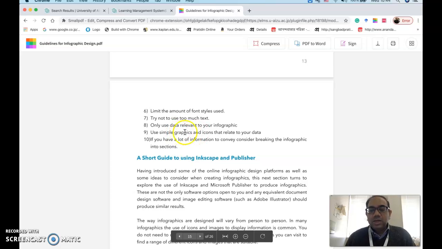Use only data relevant to your infographic. Do not use data which are not really specific to your infographic. You leave it out. There will be other opportunities to talk about it. Do not try to push in everything. Use simple graphics and icons that relate to your data. If you have a lot of information to convey, consider breaking the infographic into sections. So have multiple infographics or multiple sections, but do not try to overload.